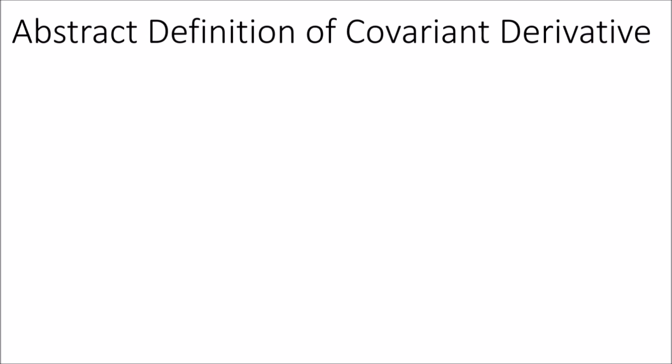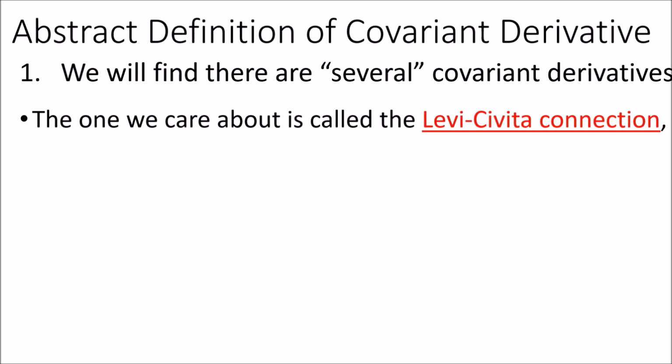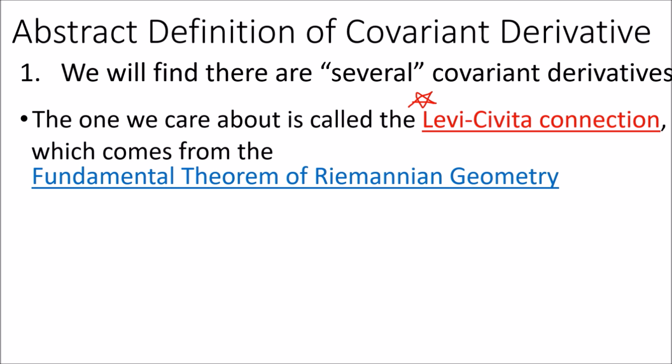So when it comes to the abstract definition of the covariant derivative, there are basically two main reasons why we'd want to study it. The first reason is that using the abstract definition, we're going to find that there are actually several different covariant derivatives, not just one. So the abstract definition is more general than what we were using before. However, there's still going to be one main version of the covariant derivative that we care about, and that is called the Levi-Civita connection, which comes from the fundamental theorem of Riemannian geometry.